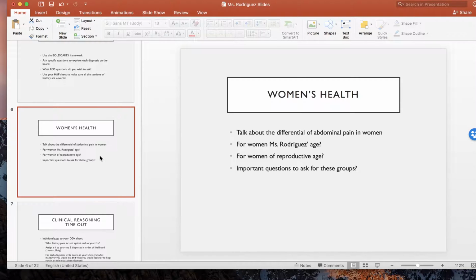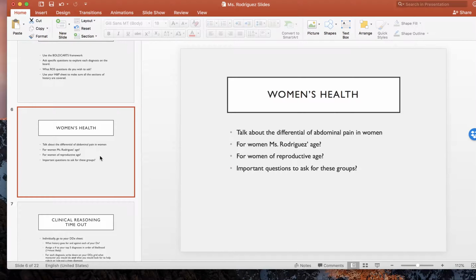this slide and basically just talk about, okay, why does it matter that this is a woman presenting with abdominal pain? What specific conditions might you be worried about in a woman coming with abdominal pain? And then ask them, well, what difference does it make that this woman is 74 years old? What if she were 25 years old? How would that make a difference in your differential diagnosis?